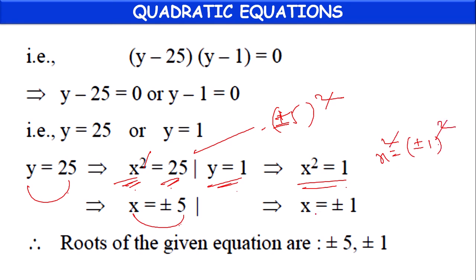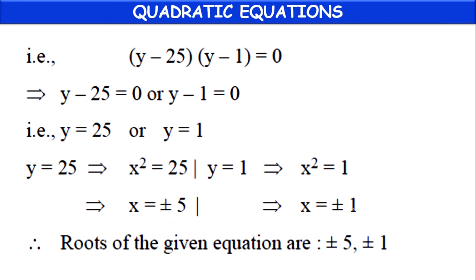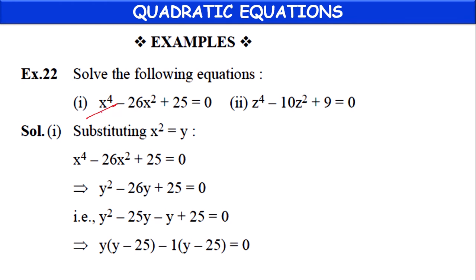Square gets cancelled. x equal to plus or minus 1. So the x values are plus or minus 5 or plus or minus 1. So roots are plus or minus 5 or plus or minus 1. As the degree of the expression is 4, it will have 4 roots: plus 5, minus 5, plus 1, minus 1. These 4 are the roots of the given equation.